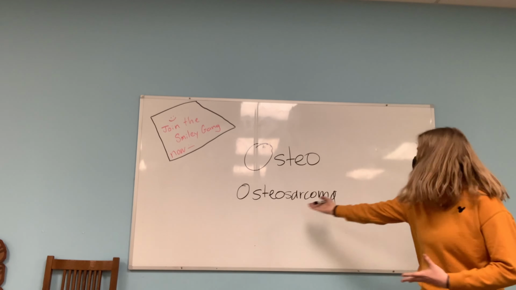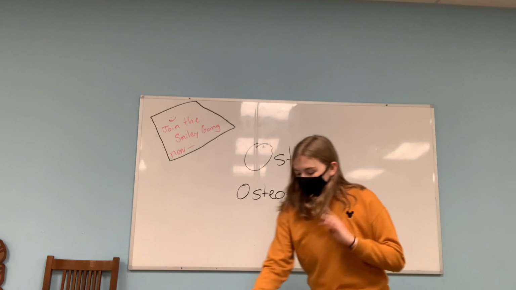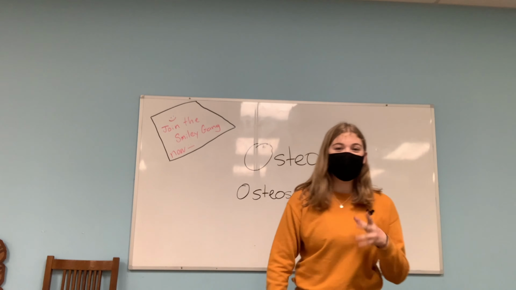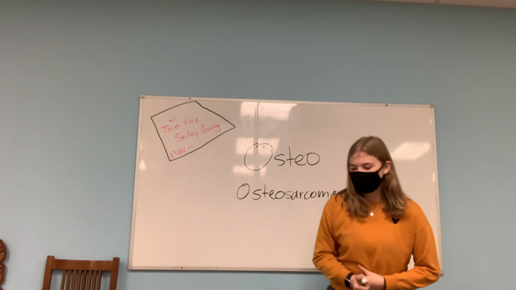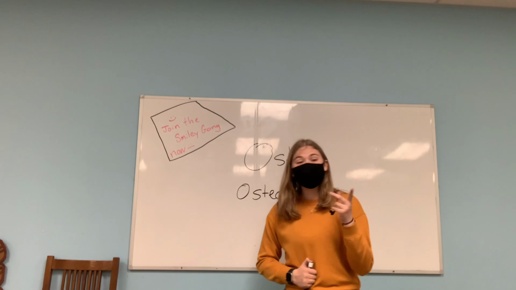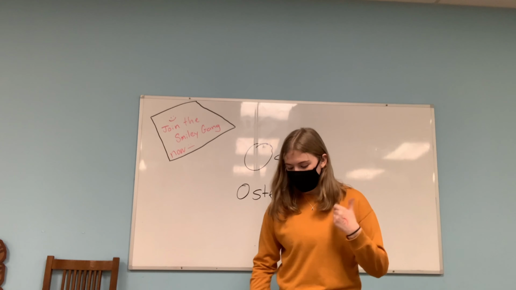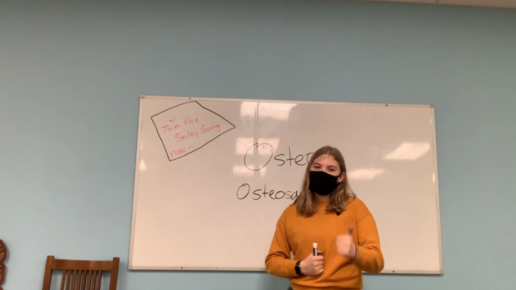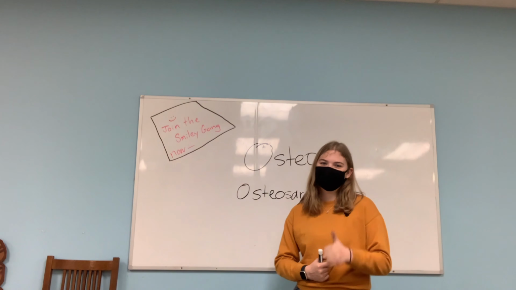Specifically, osteosarcoma, which is a type of bone cancer that begins in the cells that form in the bones. It's most commonly found in arms and legs. And it's specifically in the bones of children and young adults. And it's really bad.